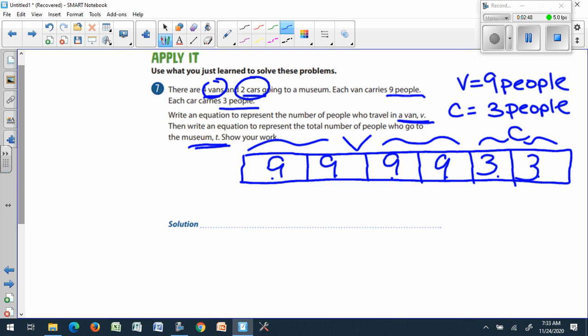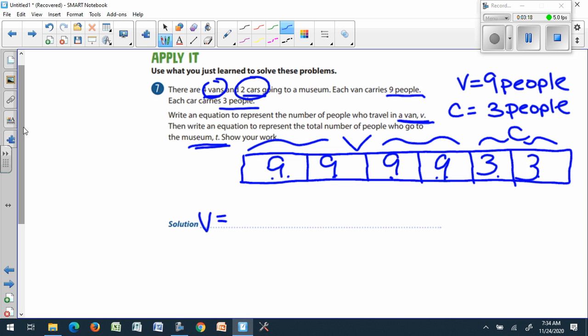All right, now my first direction that I need to do is write an equation to represent the number of people who travel in a van V. All right, so here goes my equation. Now, I'm thinking there's 2 different ways to do this. If I look at all my vans, 9, 9, 9, and 9, I'm kind of thinking there's 2 different operations. Why don't you pause the video, try to write down at least one, but maybe you know both of them, and then I'm going to write them too and we'll compare.